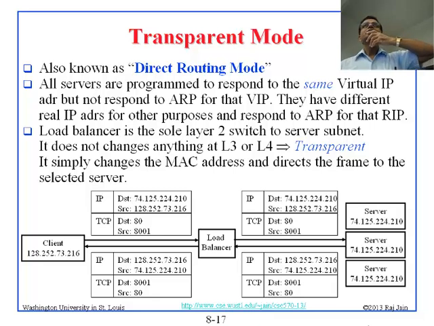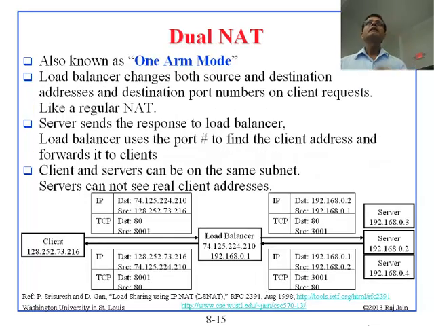Yeah. You see the dual NAT, it says, the dual NAT. Dual NAT, yeah. I think it's on the 3rd line. It says to change the destination port, but in the pictures it changes the source port. Yeah. Okay. Where does it say destination port? The 3rd line. Load balancers use the port number to find the client address and forward it to the client. Second part. Yeah, here.